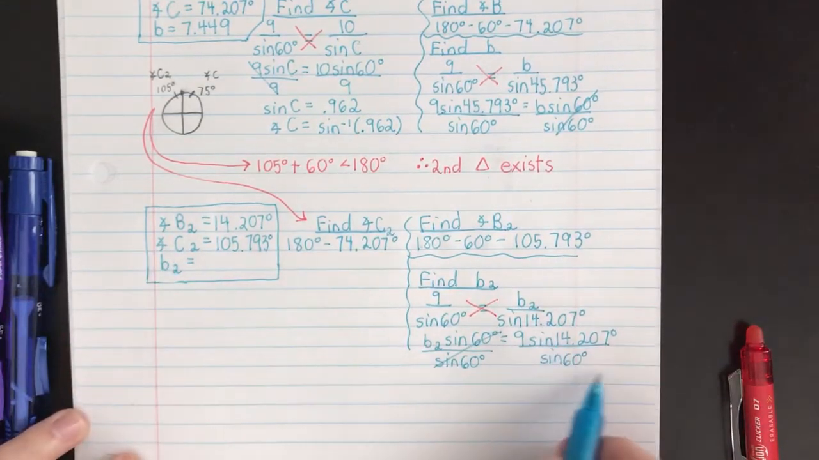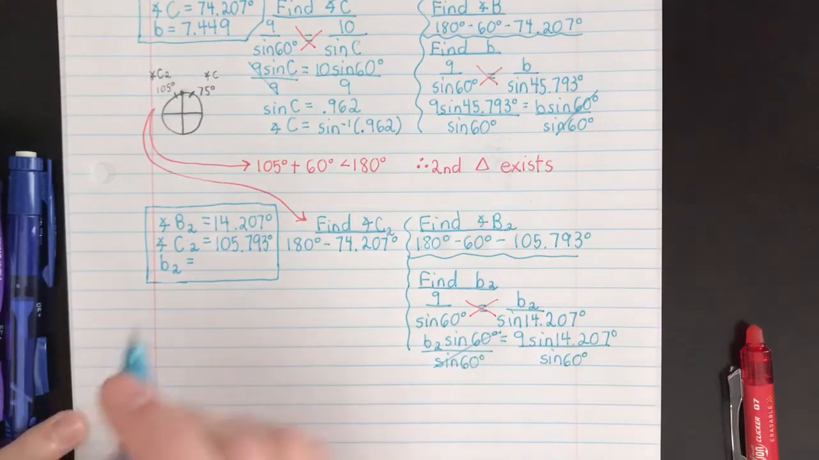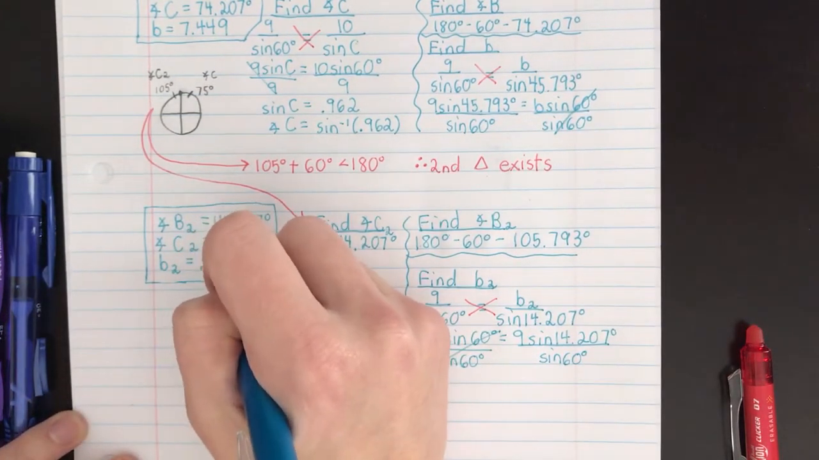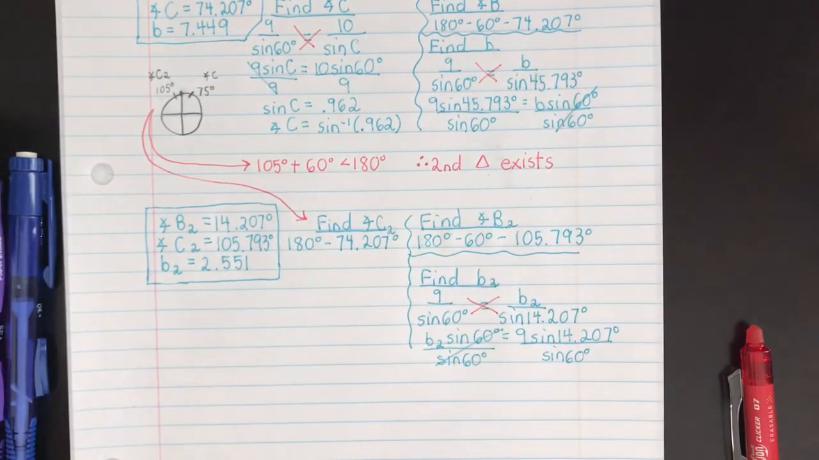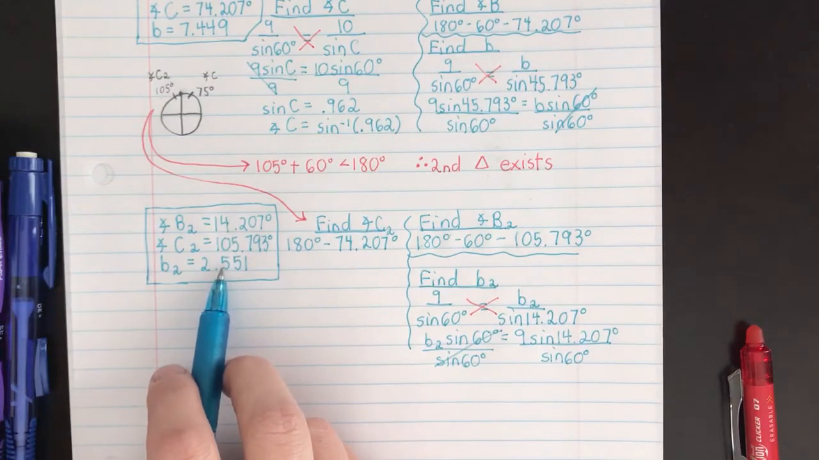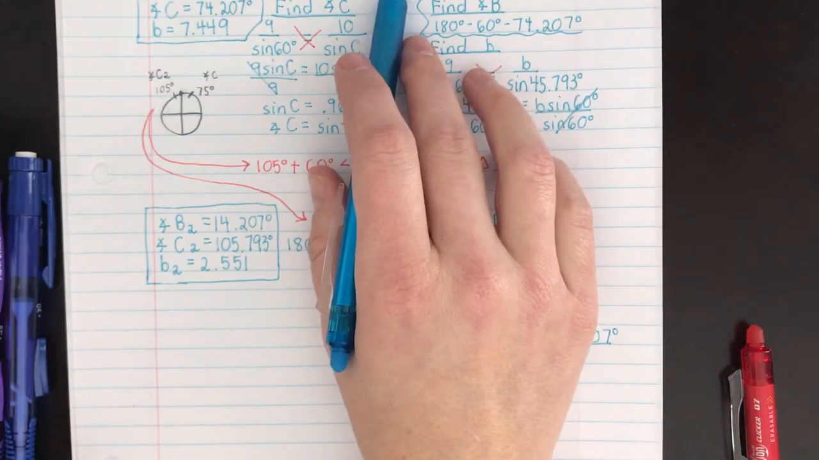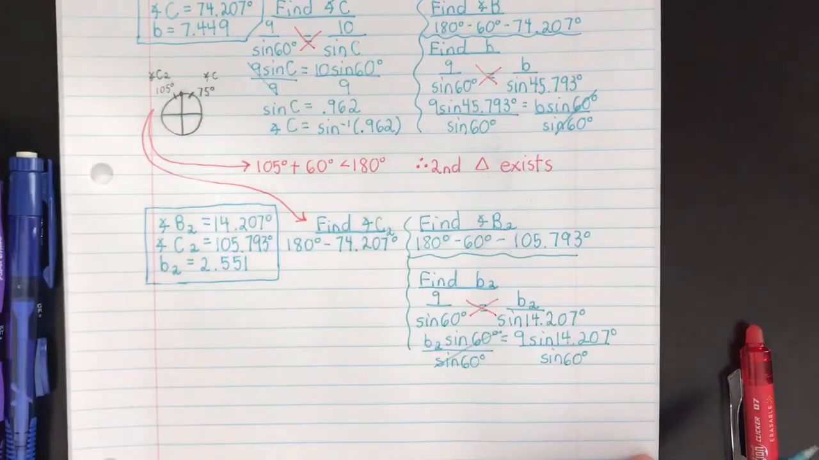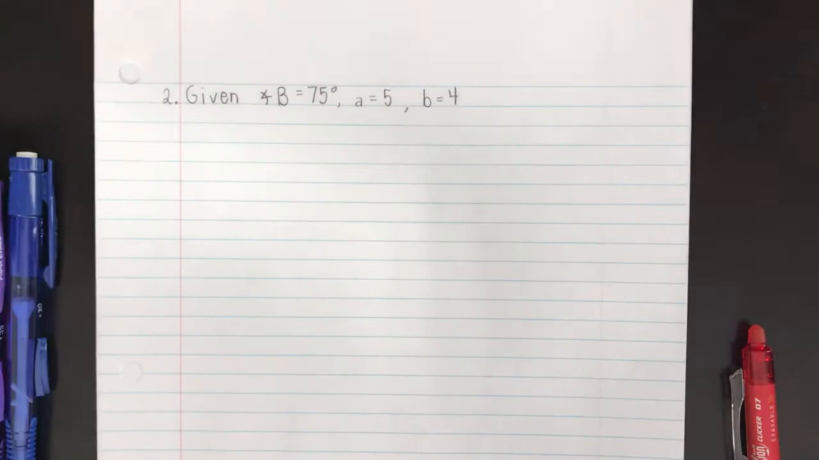When you plug this into the calculator, we get B2 is equal to 2.551 units. And that should make sense because remember, the smallest angle opposes the smallest side, and the largest angle opposes the largest side. All right, so that was number 1. Now let's move on to number 2.